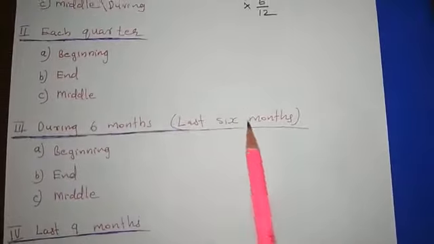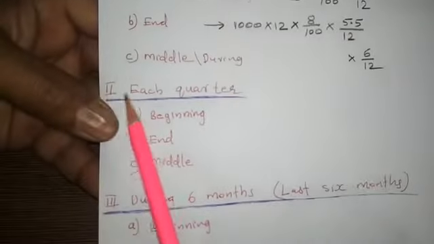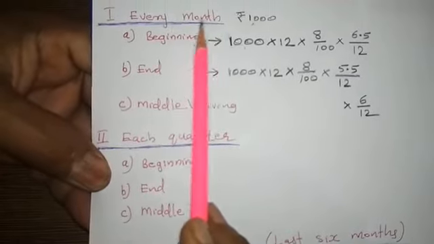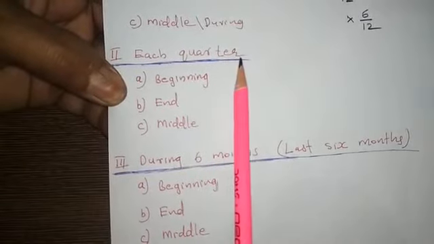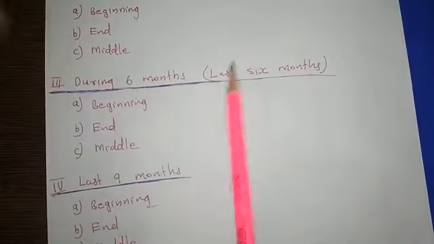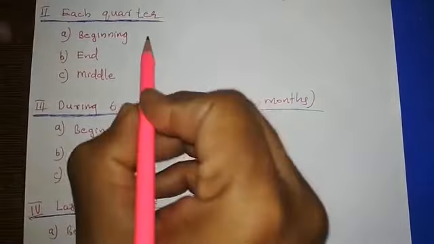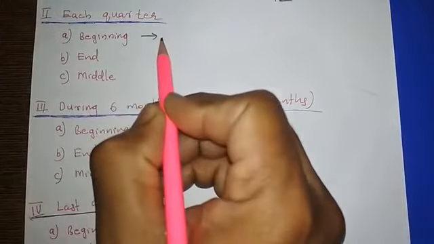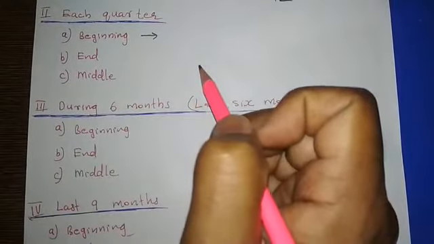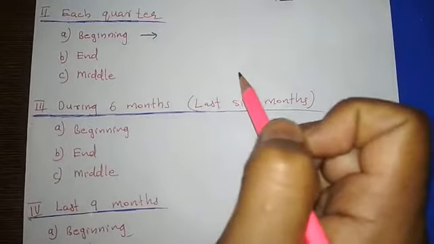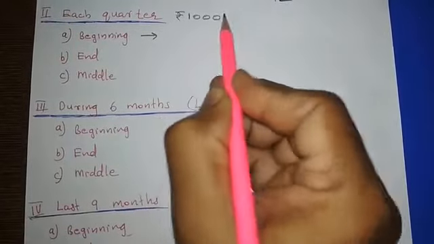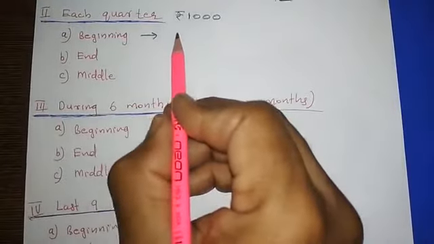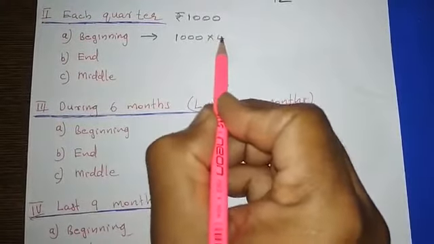The next heading is interest on regular drawings. In that, the first one is where the drawing is made every month. Now this one, each quarter. Drawing is made each quarter. Then here the calculation will be as follows. Each quarter means we know in 1 year there are 4 quarters. That is why 4 times he is withdrawing the money. Suppose the withdrawing amount is rupees 1000. Then total drawing of 1 year will be 1000 into 4, not 12.